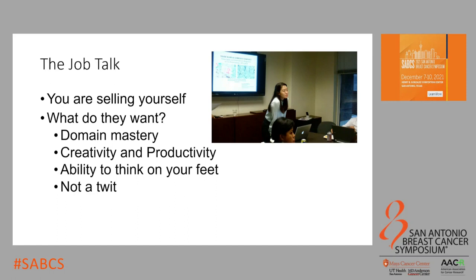And I would suggest that there are a number of things. First and simplest, of course, is domain mastery. If you are looking at a job where they're wanting someone who is going to be an expert on HER2-positive breast cancer or on genomics or on translational research, you must make sure that you have domain mastery before you get up and give the talk. Because, of course, if you don't, it's highly unlikely that they'll hire you.